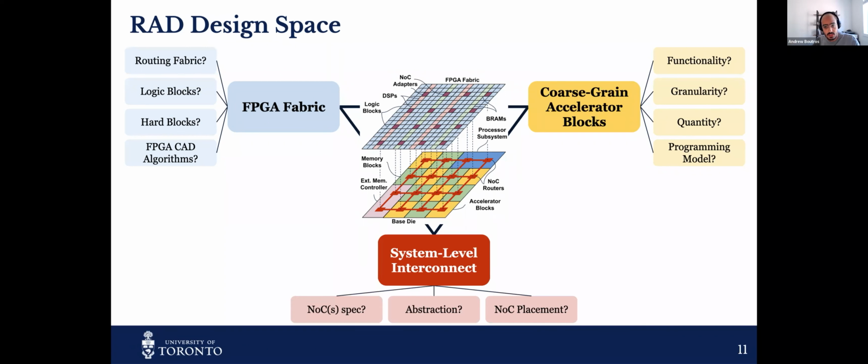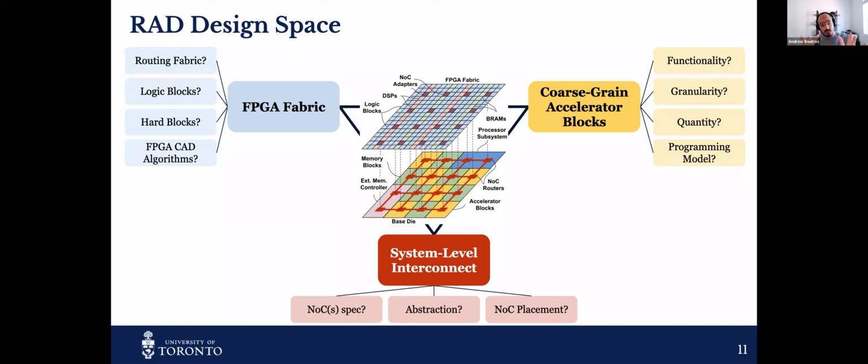And then the final component is the system level interconnect that hooks up the FPGA fabric with those accelerator blocks. So we need to look at the network on chip specification, what type of abstraction is presented to the user, and also having a NoC embedded in the FPGA fabric creates a very interesting FPGA CAD problem, which is the NoC placement, because now you have those different application modules on the fabric that you can place on different parts and hook to different routers of the NoC. So we also need to think about the CAD implications and how to do the NoC placement in that context.